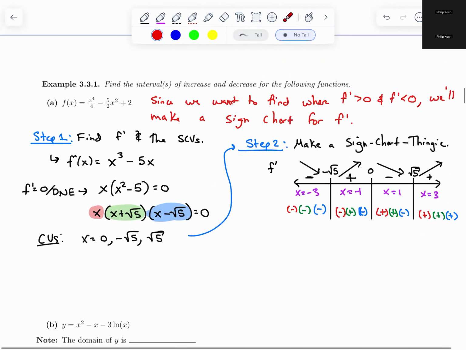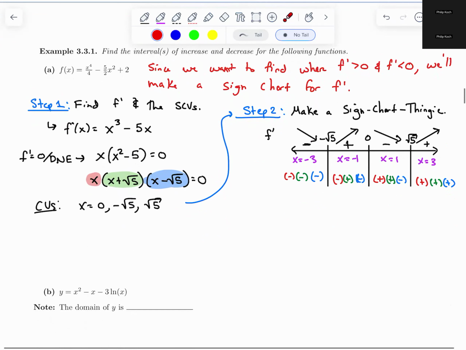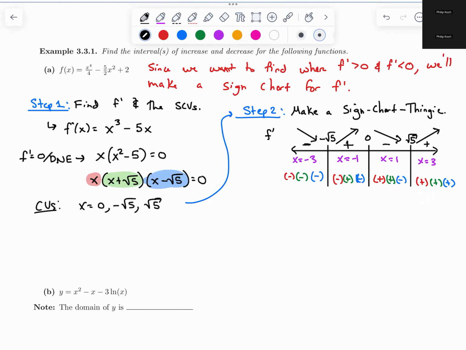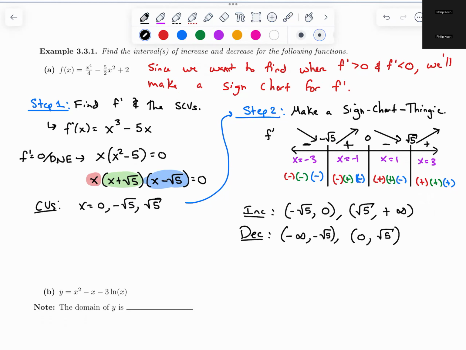So, based on this information, we're only asked to find the intervals of increase or decrease. So any places where the derivative was positive, it'll be increasing. Any place where the derivative was negative, the function will be decreasing. So it's increasing from (-√5, 0), comma, (√5, ∞). And it's decreasing from (-∞, -√5), comma, (0, √5). That is our answer.